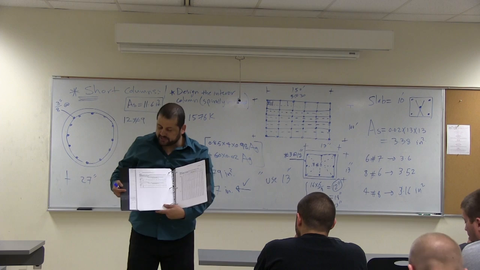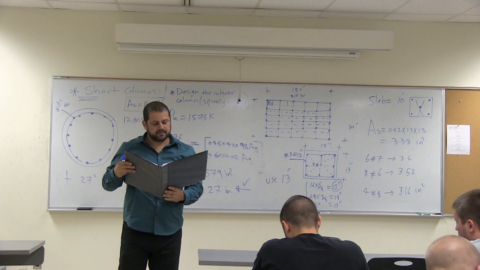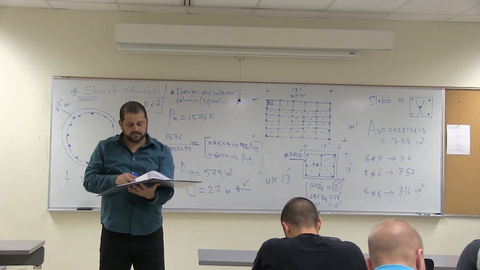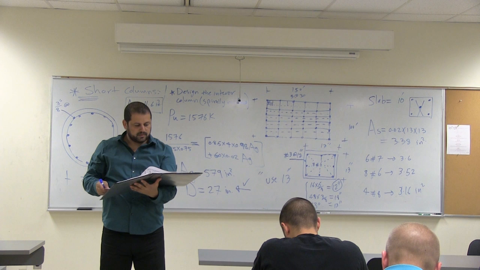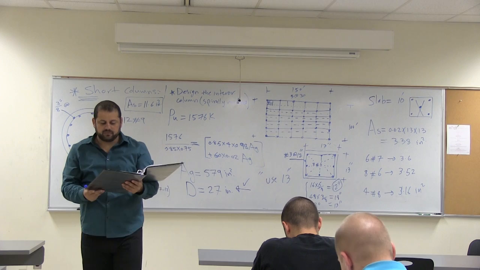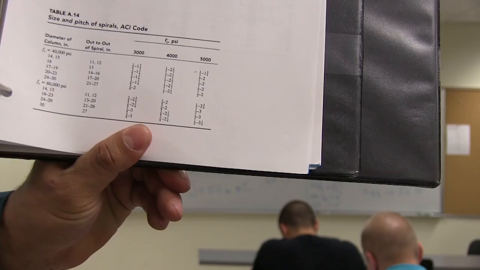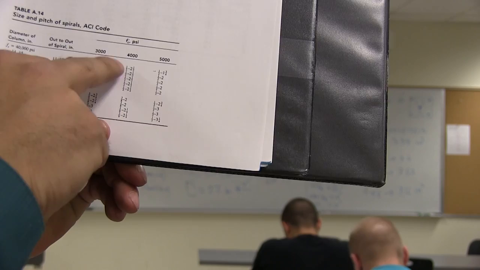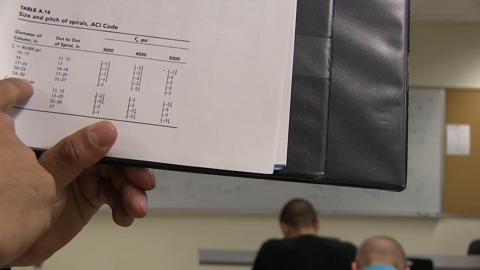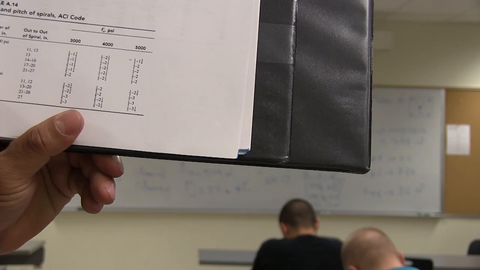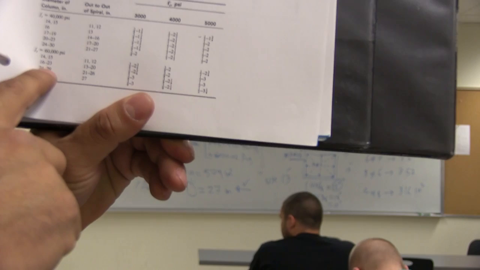Read what's in Table A.14. What does it say? This table tells you what the size of the spiral is and what the pitch distance between the spirals is, based on f'c and the diameter of the column. What's the diameter of the column? We have 27, which is in the one to last category before the last. You see it? Okay, so what do we need?